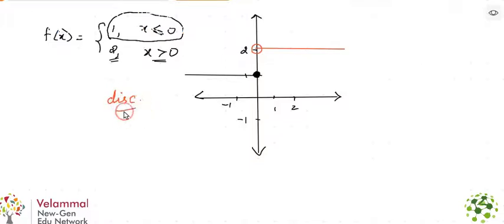So, to be very precise, the function is discontinuous when you cannot draw it in one stroke. Do you understand? Okay. We see a few more diagrammatic examples, then we start doing problems based on the algebraic method.